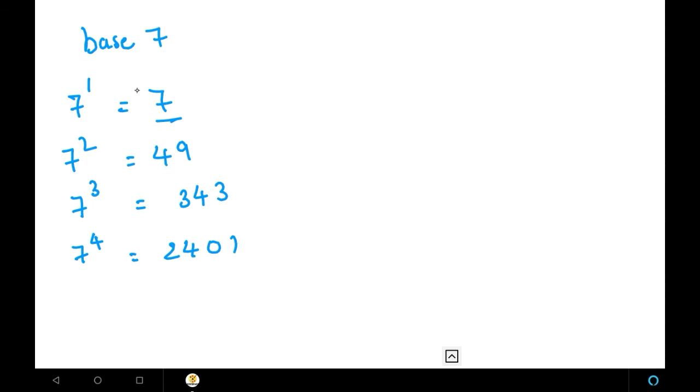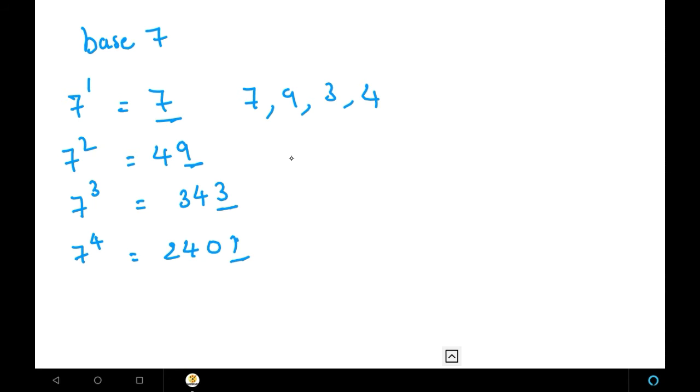For 7 there is no tens place, so 7 is the units place. Here the tens place is 4, the ones place is 9, so 9 is the units place. Here the hundreds place is 3, tens place is 4, ones place is 3, so the units place is 3. Thousands place is 2, hundreds place is 4, tens place is 0, units place is 1. So we should just remember 7, 9, 3, 1. If it is 7 power 1, 7; 7 power 2, 9; 7 power 3, 3; 7 power 4, 1.